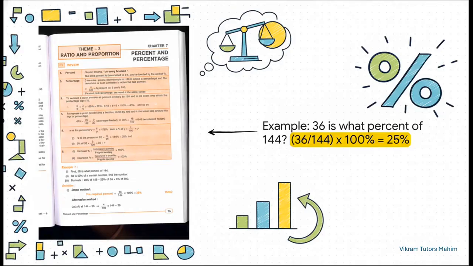So let's check out this example. The question is, 36 is what percent of 144? The method is super direct. You just make a fraction. You put the part, which is 36, over the whole, which is 144. Then you multiply by 100 to make it a percentage. And boom, there's your answer, 25%.